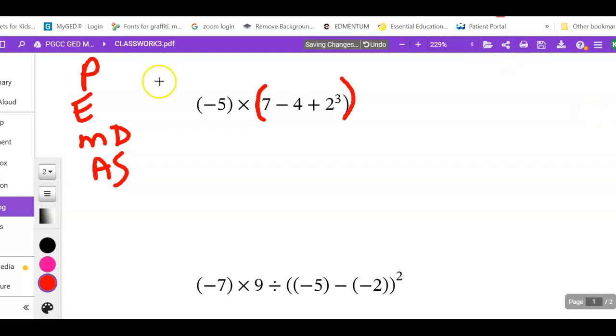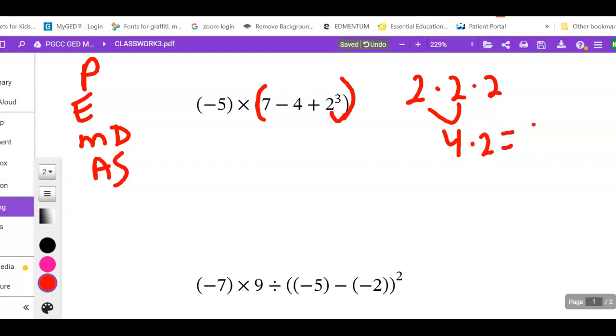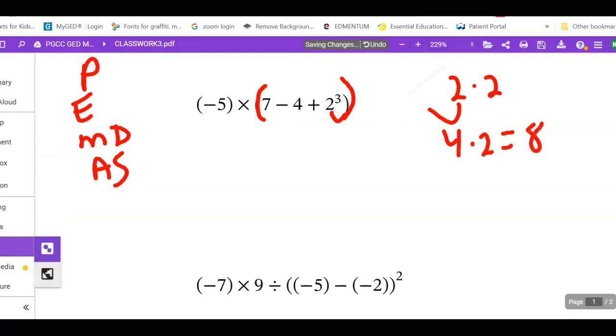When we're in the parentheses, where do we start? Do not start with a 7 minus 4. Remember, you have to go in the same order as PEMDAS. So that means I must start with the exponent first, which is this. That's 2 times 2 times 2. Remember, 4 times that last 2, that gives us 8. All right? So 2 times 2 times 2, 8.